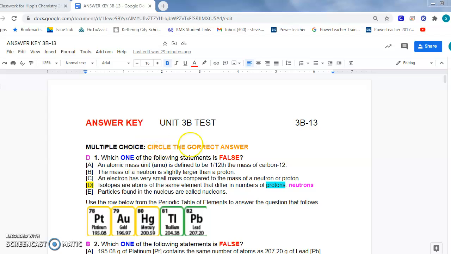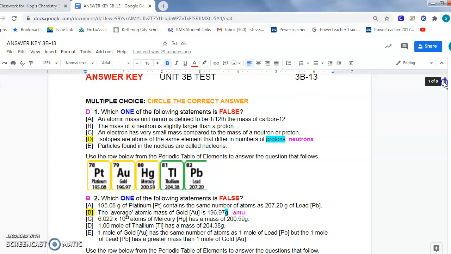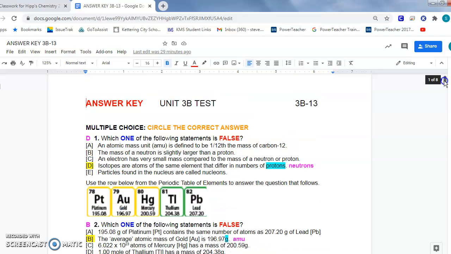This is our unit test. This is the stuff you need to know. If the help videos do not answer your questions, please don't hesitate to ask. Connect with me, email, ask in class, whatever it takes to be sure that you understand these questions.